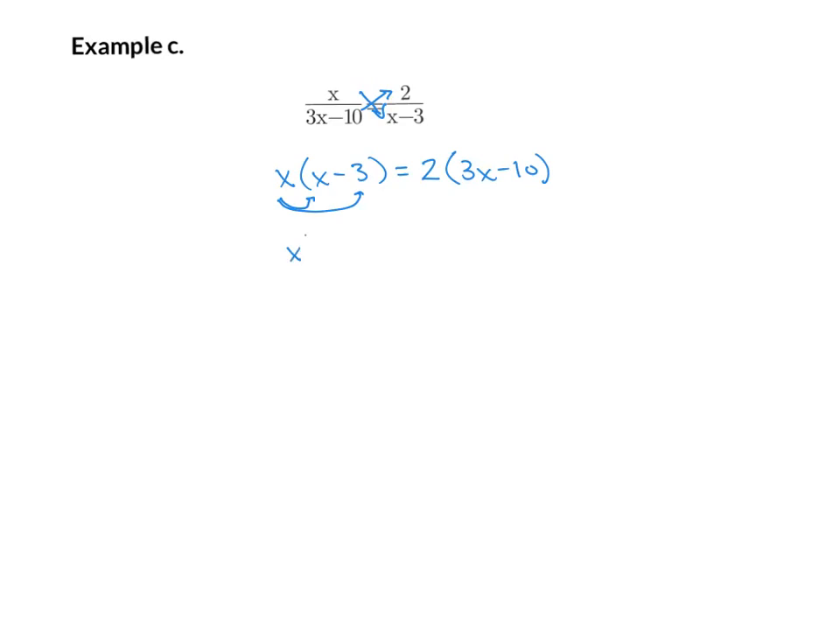If we do this, we get x squared minus 3x equals 6x minus 20. Another thing that makes this different than the previous examples we've looked at is this is not a linear equation, this is quadratic. So my next step is, remember that for quadratics we want to move everything to one side and we want it equal to 0.